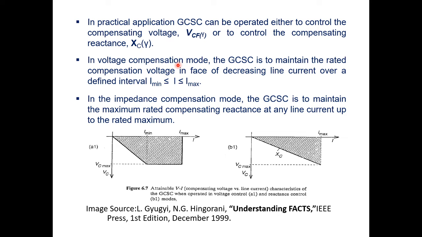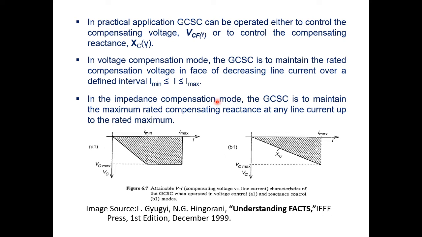This is the graph for the VI characteristics. This entire GCSC comes under the fourth quadrant. Fourth quadrant, don't forget that. VCF stands for compensating voltage. Gamma stands for the turn off angle, the delay angle. There will be two modes: one is voltage mode, and another is impedance control mode. Try to remember the two modes.